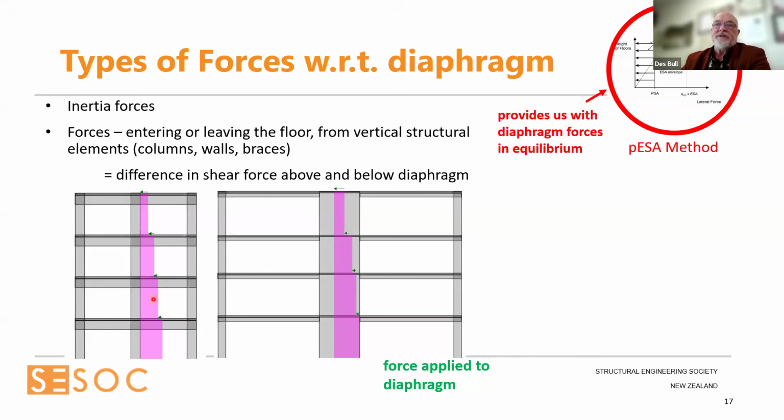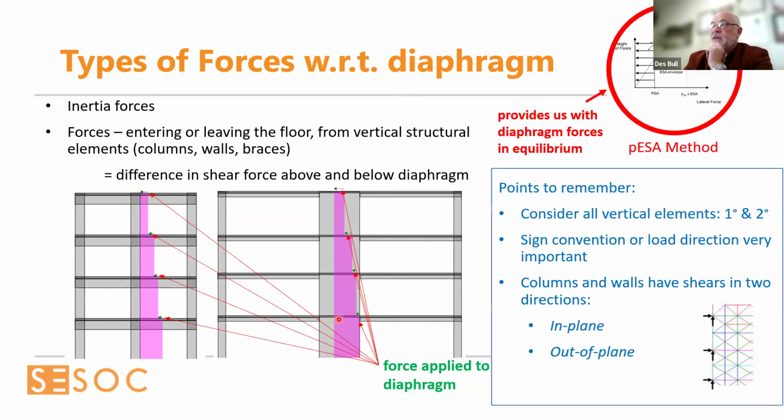For example, in these purple drawings are the shear force diagram for a column and for a wall, and the steps in the shear forces are the forces, the green arrows, that are going in and out of the diaphragm into those vertical elements. I've got the PISA method up here. This is the method we use at the moment. That's under review, but this is the method we use at the moment for estimating diaphragm forces.